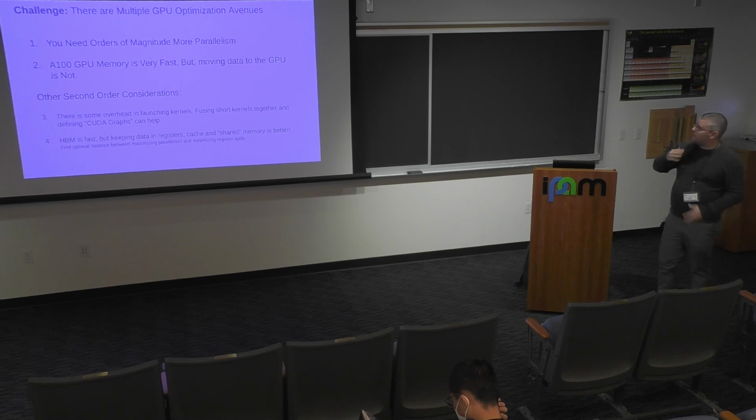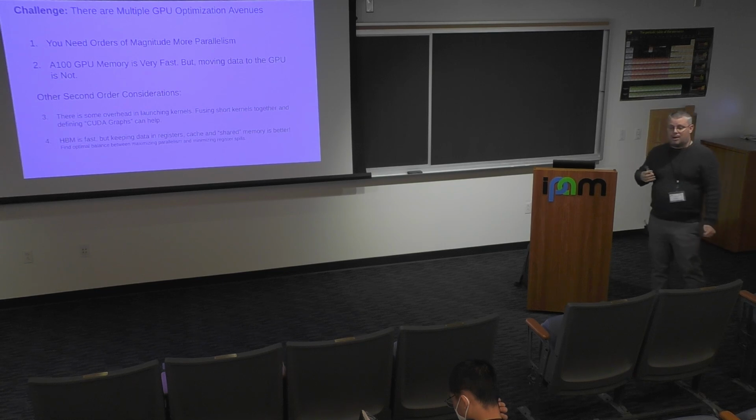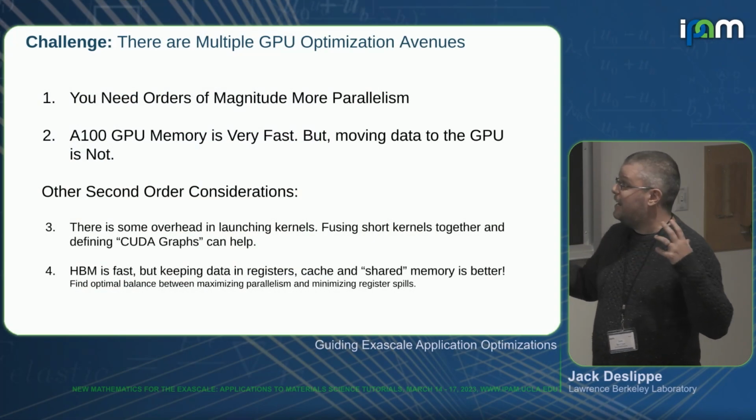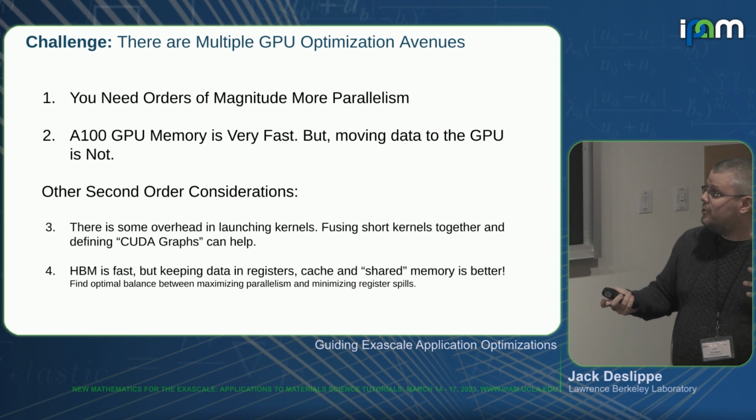And so there's a challenge here in the GPU picture that there are multiple GPU optimization avenues. You need to think about how you get orders of magnitude more parallelism out of your application.